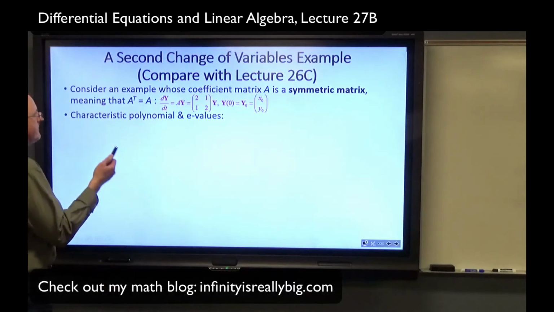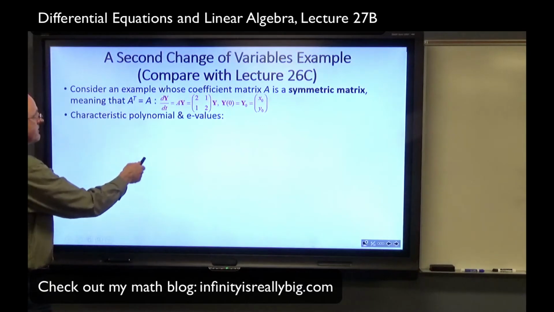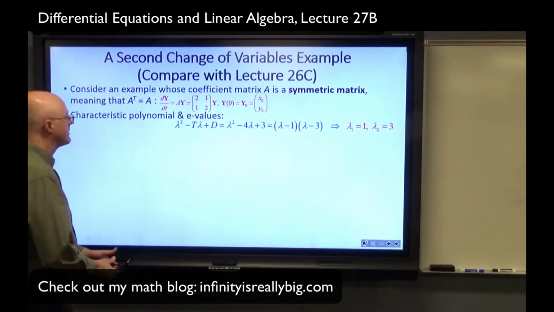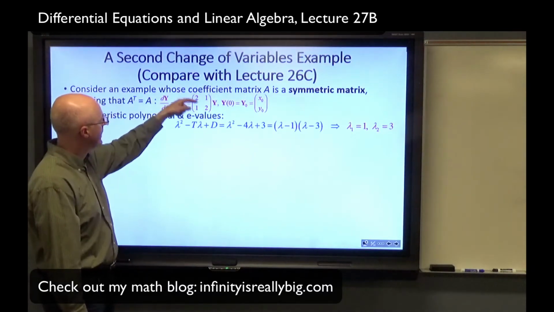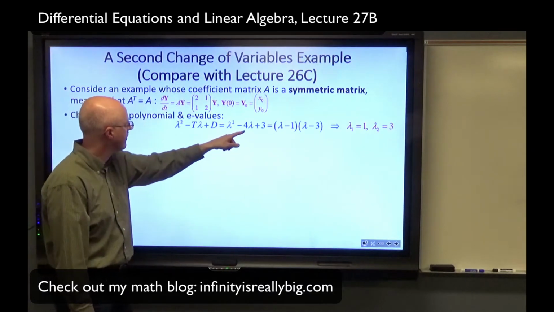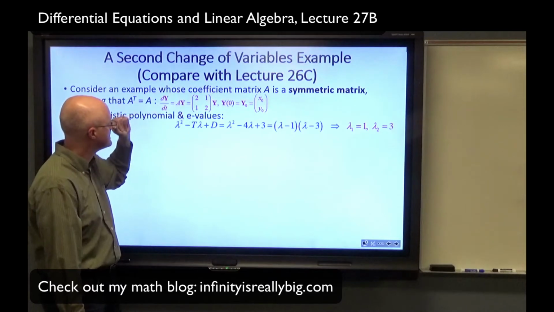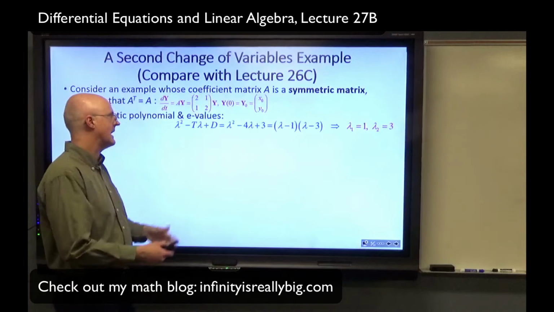We can certainly try to solve the initial value problem by thinking about the characteristic polynomial and the eigenvalues. Remember, the characteristic polynomial is lambda squared minus the trace times lambda plus the determinant. The trace is the sum of the numbers in the main diagonal. 2 plus 2 is 4, so I get a minus 4 lambda there. The determinant is 2 times 2 is 4, minus 1 times 1 is 1, 4 minus 1 is 3, so I get a 3 there. And I've made it nice.